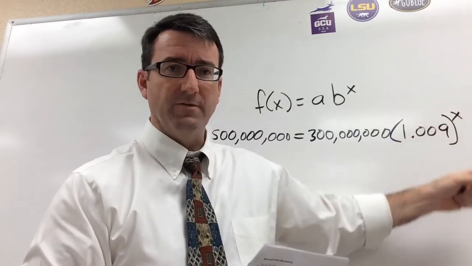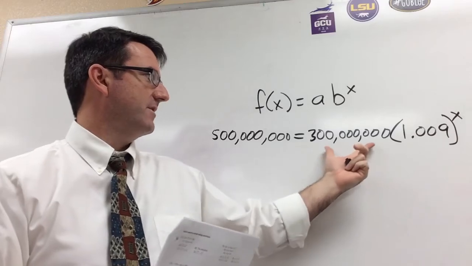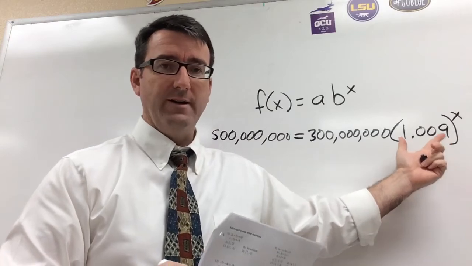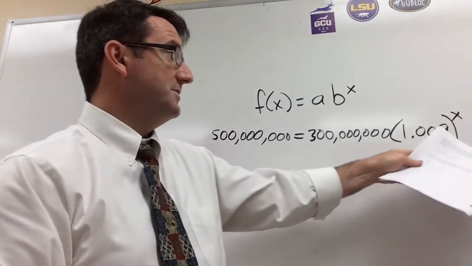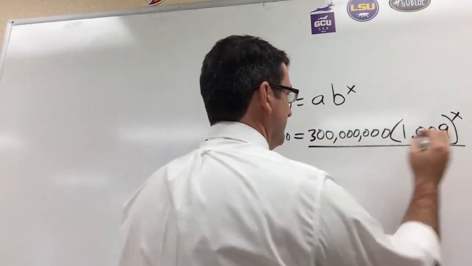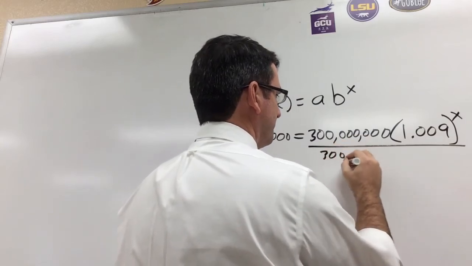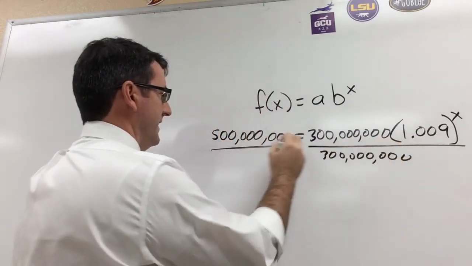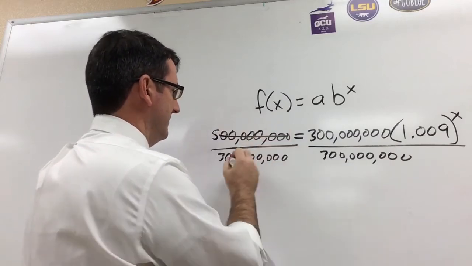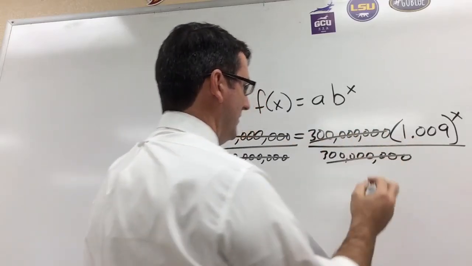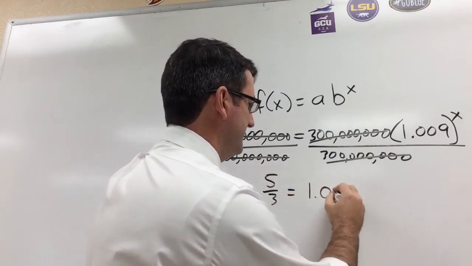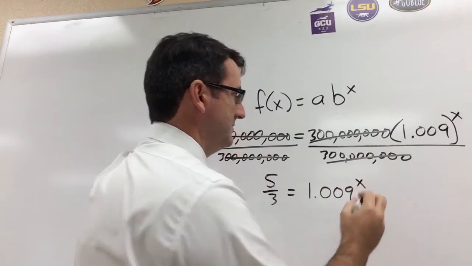Now what we have to do is solve for x. That's going to tell us how many years it's going to take for the population to go from 300 million to 500 million at a growth rate of 0.9% per year. And to do that, since x is in the exponent, we're going to need a log. So first thing we're going to do is divide by 300 million. And of course we have to do that on both sides. And now we're just going to get rid of all these zeros. These will divide to 1. And over here you're just going to have 5/3 is equal to 1.009 to the x power.